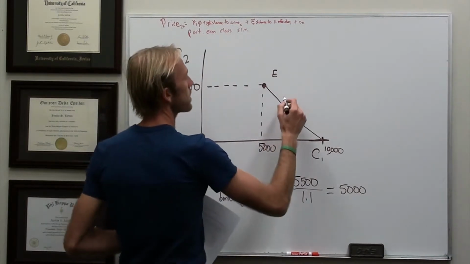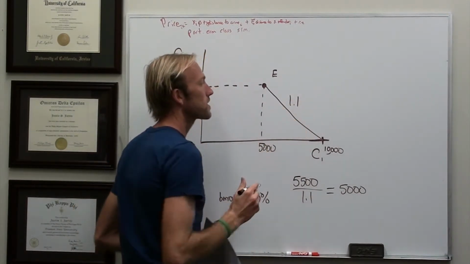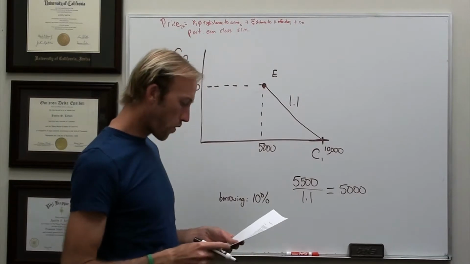And my budget constraint looks like that. What's the slope of that? The slope of that is 1 plus R, or 1.1.